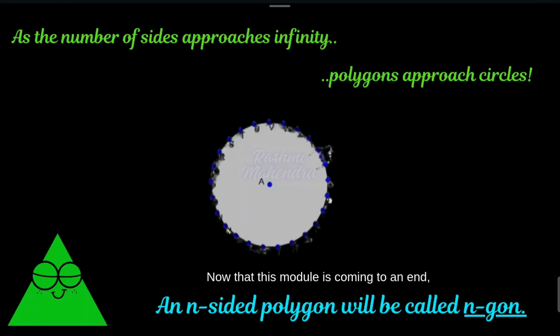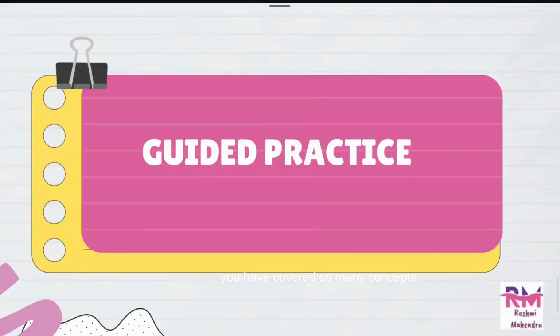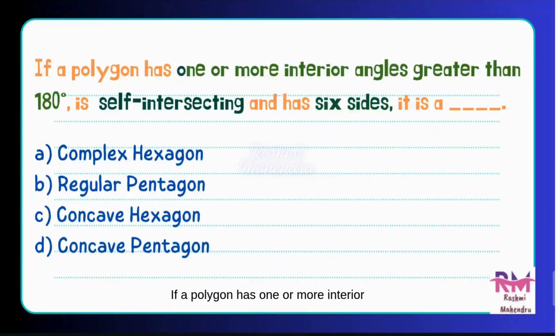Now that this module is coming to an end, you have covered so many concepts of polygons that I am going to mix up all the concepts and give it to you in an MCQ. If a polygon has one or more interior angles greater than 180 degrees, is self-intersecting and has 6 sides, it is a complex hexagon, regular pentagon, concave hexagon or concave pentagon. So when we read the statement one or more interior angles greater than 180 degrees, we know it is not possible for it to be a regular polygon. So we are left with 3 options.